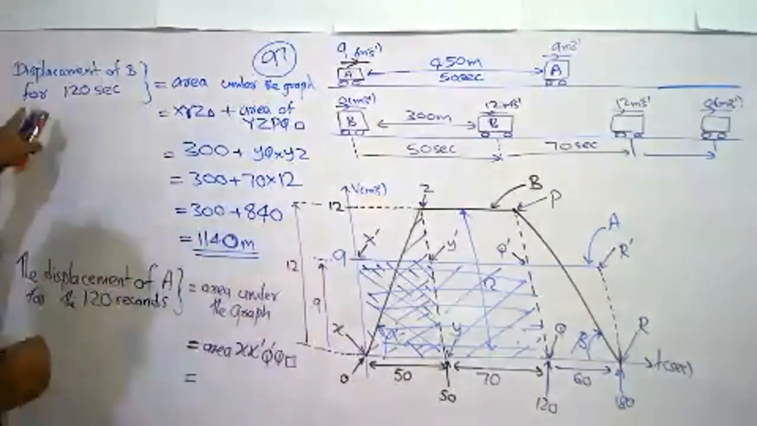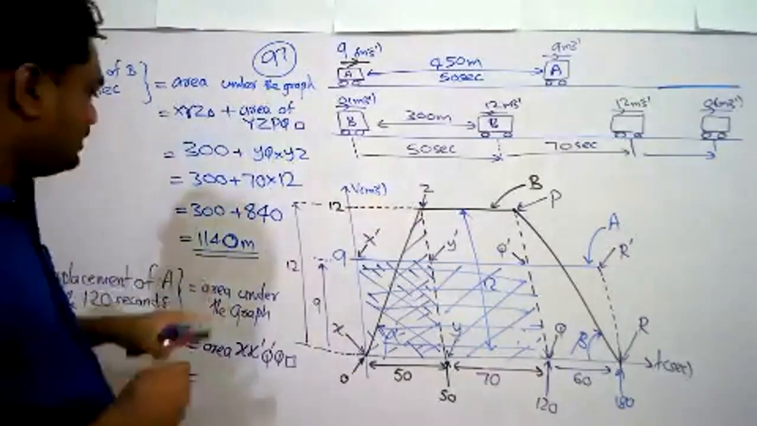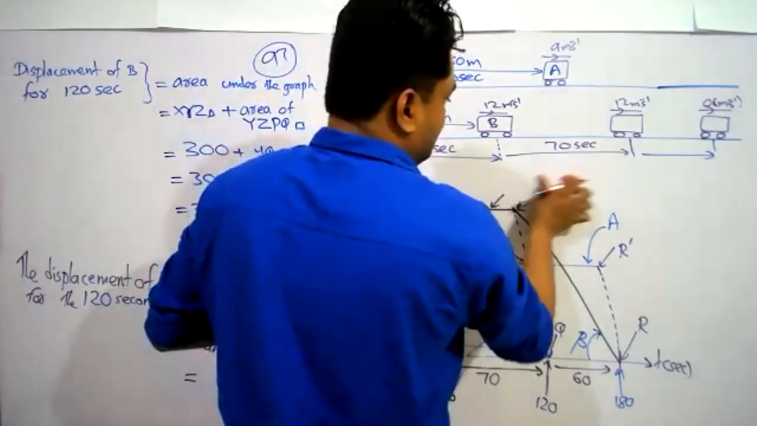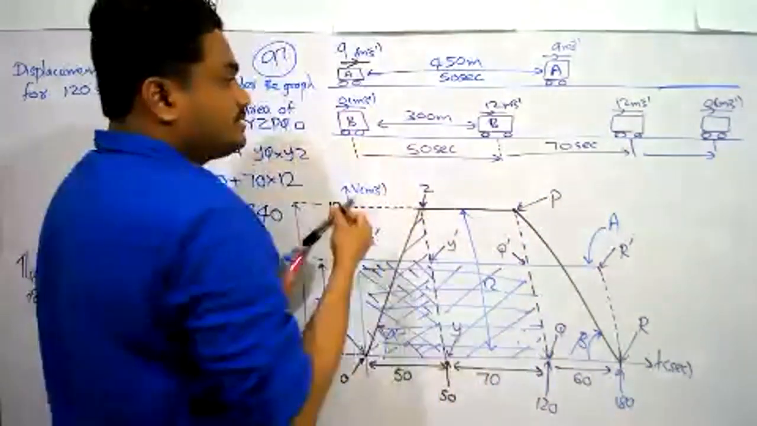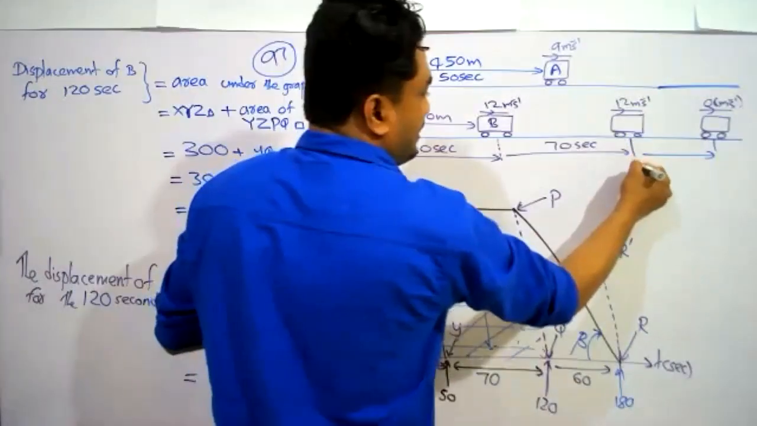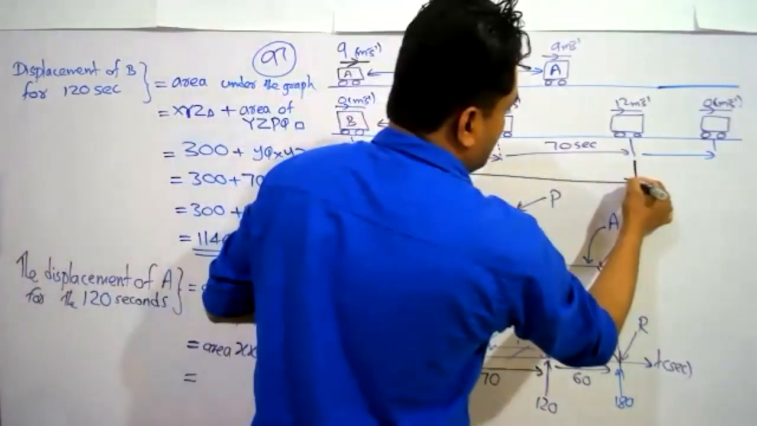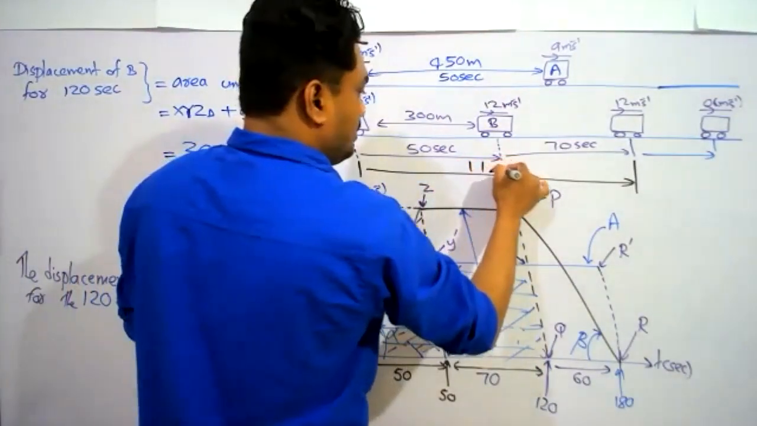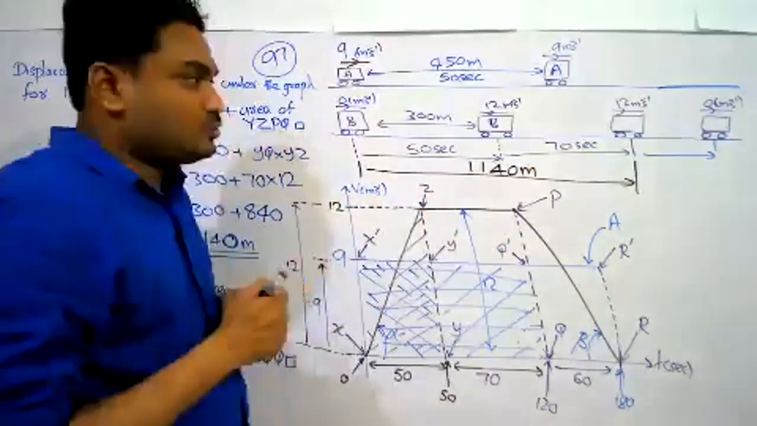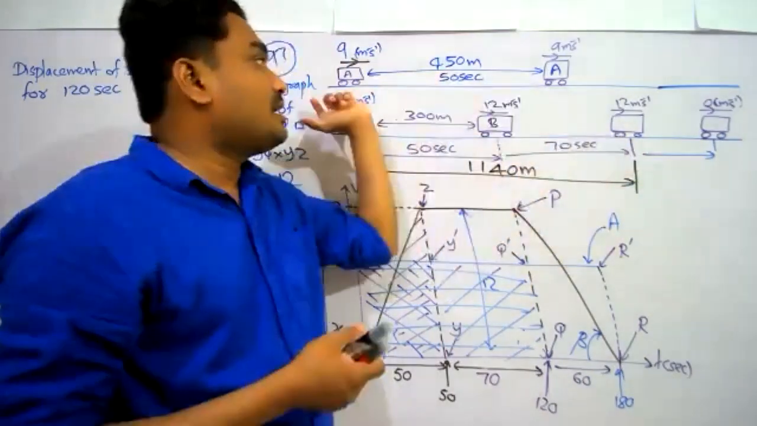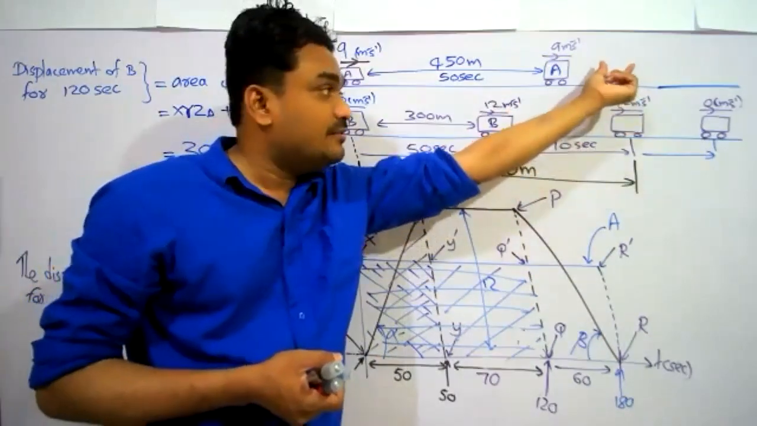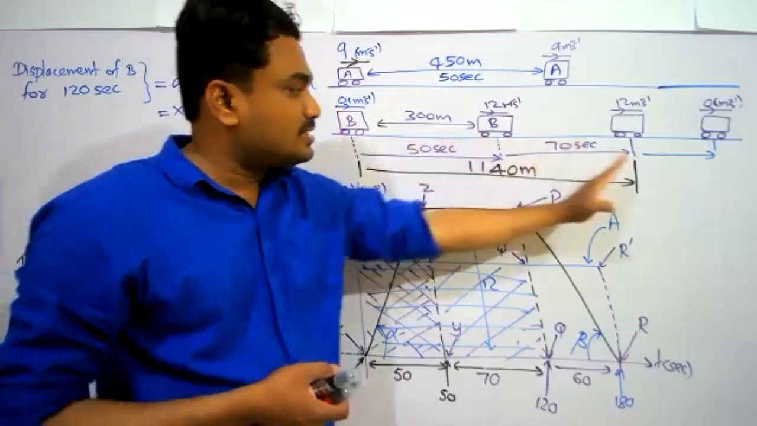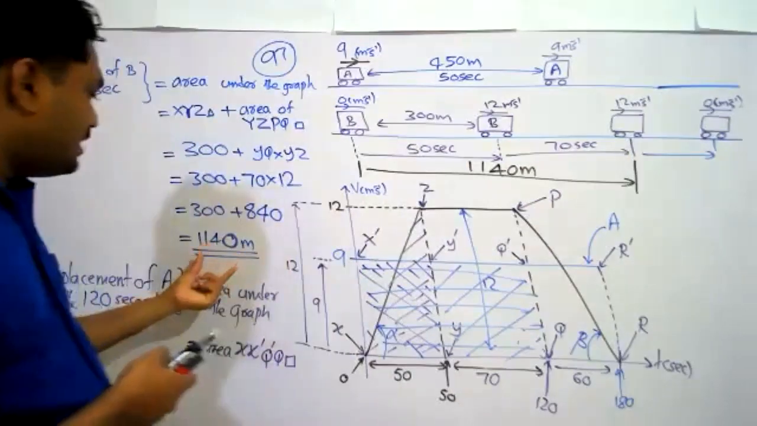Because we have found that the displacement of B after 100 seconds is 1140. Look at the board. It means 50 seconds plus 70 seconds. This displacement, which we found earlier, is 1140 meters. So this is after 120 seconds. After 120 seconds, where will B be? Where will vehicle A be? After 120 seconds, vehicle B has traveled a distance of 1140 meters. That's what we have found.